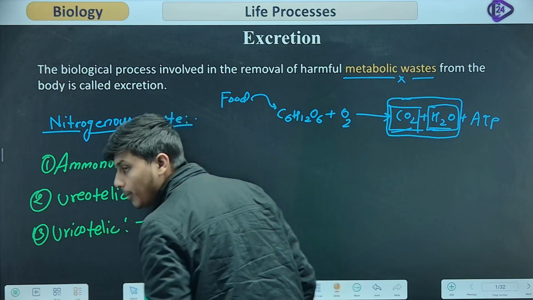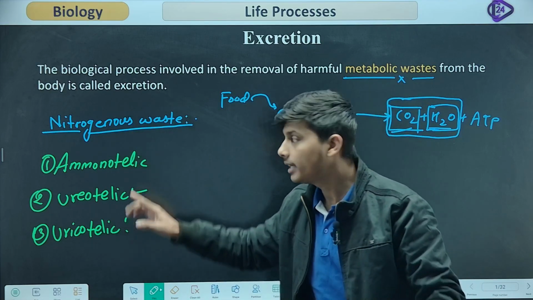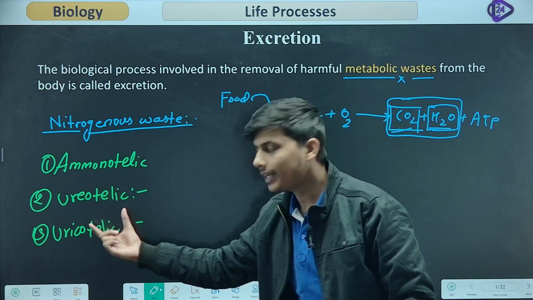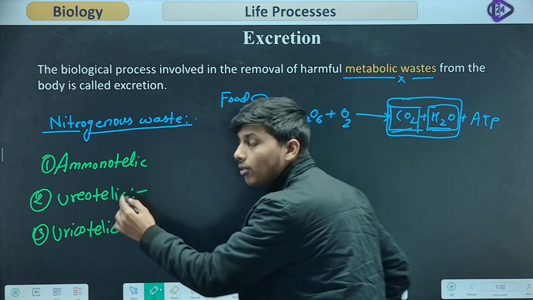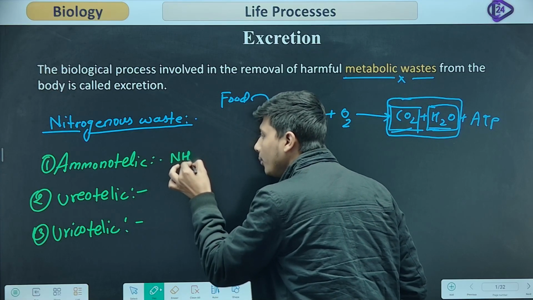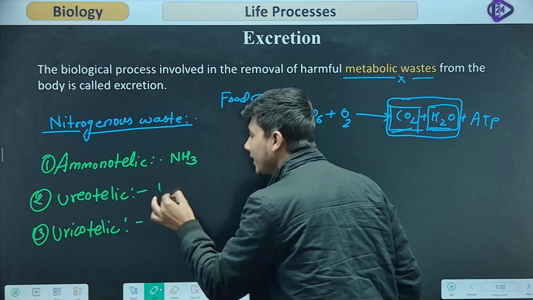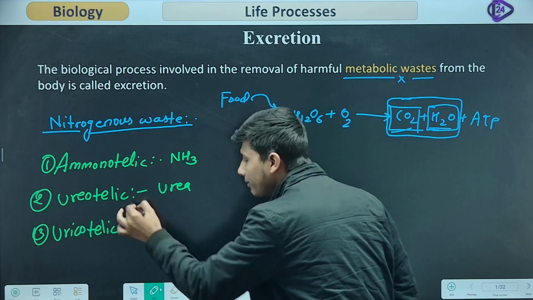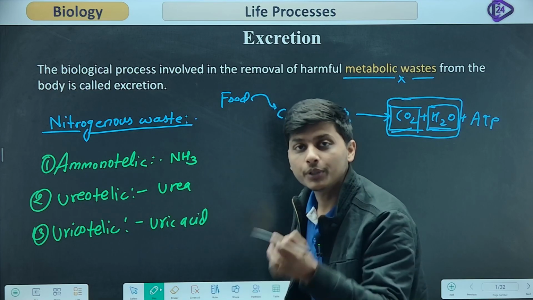Let's understand this one by one. On the basis of nitrogenous waste generated by the animals, the organisms are classified into three main categories: ammoniotelic, ureotelic, and uricotelic. Now understand these terms. The organisms which excrete ammonia from the body are called ammoniotelic. The organisms which excrete urea are called ureotelic. And the organisms which excrete uric acid are called uricotelic.